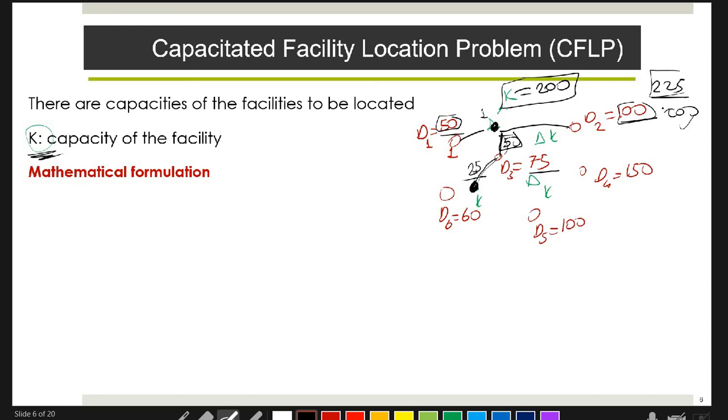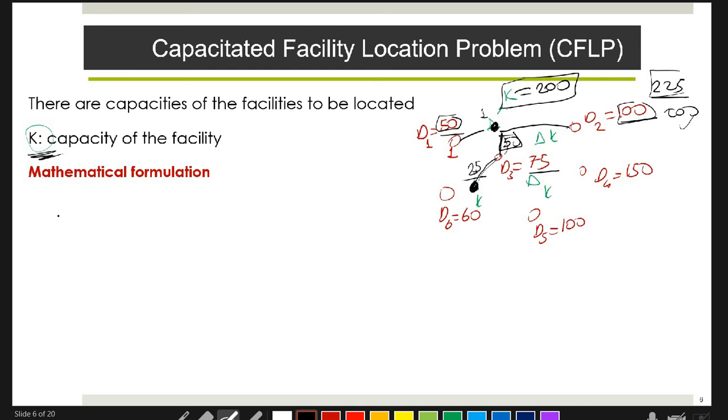So actually this example shows us that in the capacitated facility location problem, different than the uncapacitated version, these xij variables can take values different than 0 and 1. It can take 0.2, 0.5, so those proportions can be different than 0 or 1. Okay. Now let's formulate this problem.